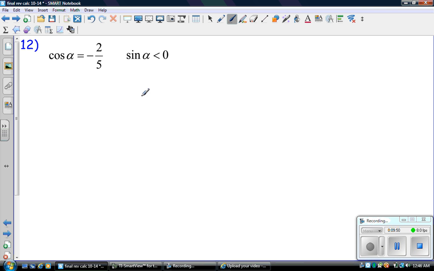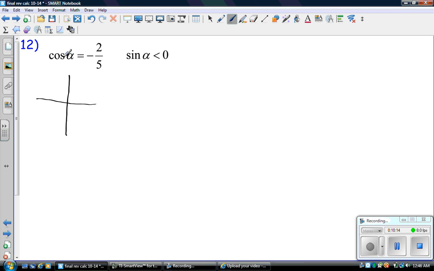Number 12 takes a little bit of work, but it's not terrible. It's just that it wants basically all your trig values. The sine, you've already got the cosine, tangent, the cosecant, secant, and cotangent. So it wants everything, all the trig values. And on the directions it says figure out what quadrant you're in first. So there's a couple clues here.